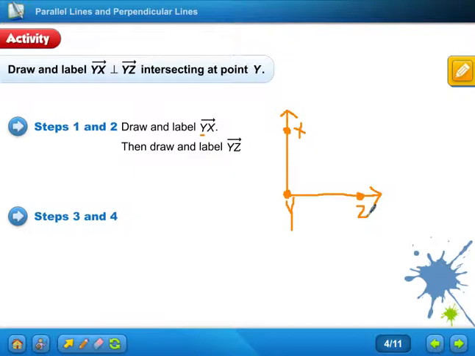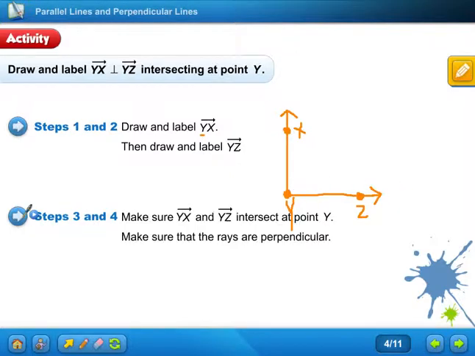All right, let's make sure we did it. Draw and label ray YX. Remember, a ray has one side that keeps going and one side that stops at a point, kind of like a ray of sunshine that I talked to that one group about. Then draw and label ray YZ.